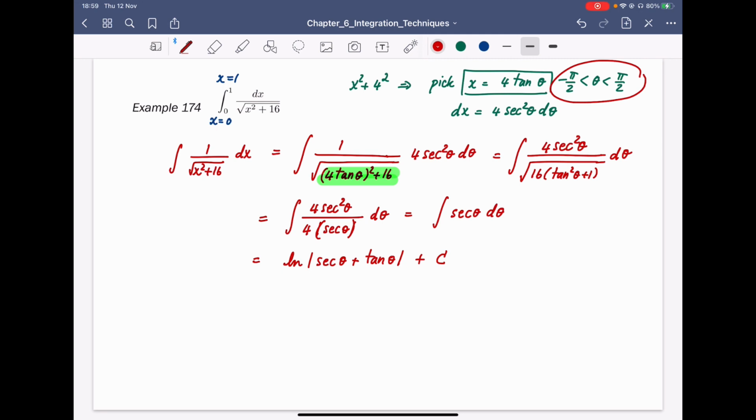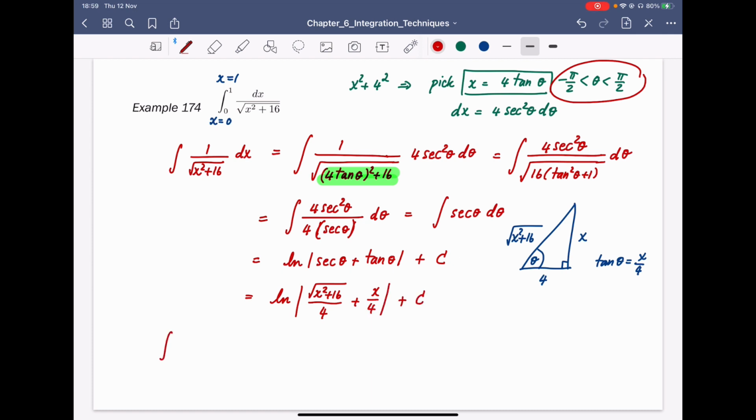The next step after you get log absolute sec theta plus tan theta plus c is that you need to convert back to x. Because you know that x equals 4 times tan theta, that means tan theta equals x over 4. This is going to be your picture. Tan theta equals x over 4, so your hypotenuse is going to be the square root of x squared plus 16. When you plug back in, you get log absolute, where sec theta is the square root of x squared plus 16 over the adjacent, which is 4, plus x over 4, plus c.